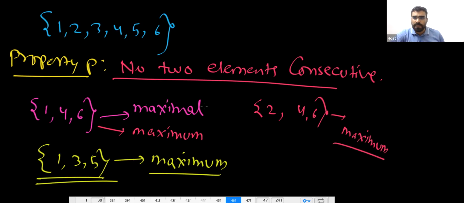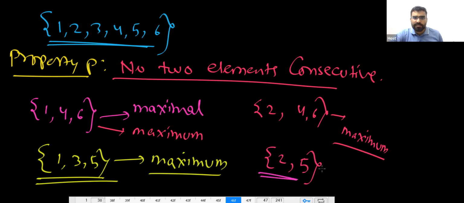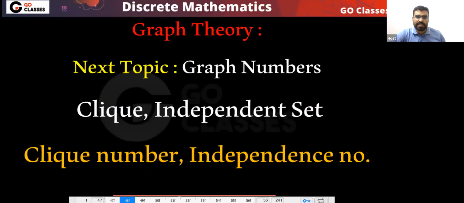So remember, maximum need not be unique. Is this clear? Now, if I ask you {2, 5}, is it maximal? Can you add something? Yes, this is maximal, but this is not maximum. Very simple. So these are the concepts: maximal and maximum.